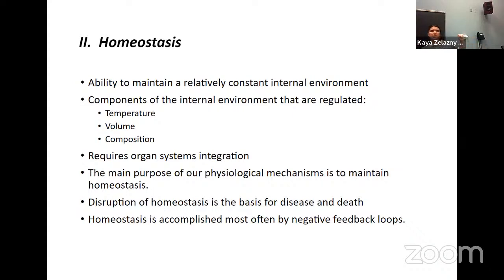When we say we're regulating volume as part of our internal environment, what we're really talking about is volume of blood, right? It's a big problem for your body if you suddenly have way less blood, right? Like if you're bleeding out, that's a problem. We're maintaining the volume.